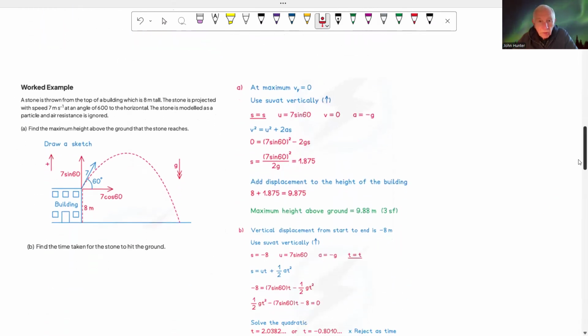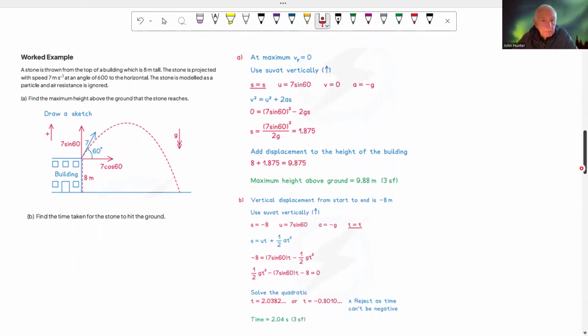Okay, this is one from the Excel textbook. A stone is thrown from the top of a building, which is 8 meters tall. The stone is projected with speed 7 meters per second at an angle of 60 degrees to the horizontal. Okay, so we can see how we're going to resolve that. The stone is modeled as a particle. Air resistance is ignored. Find the maximum height above the ground that the stone reaches. Right, okay, that's part A.